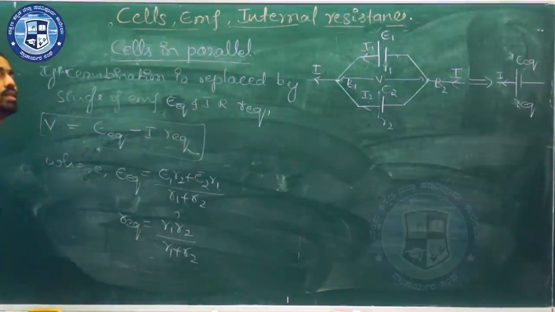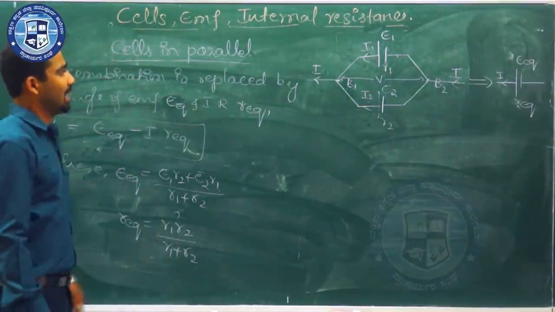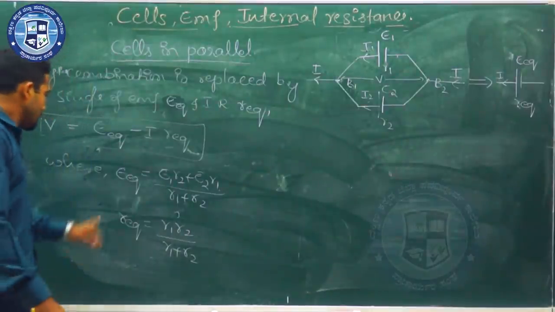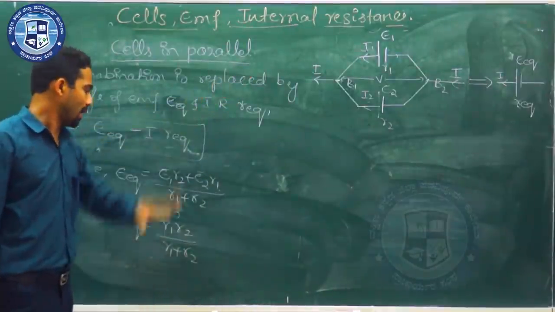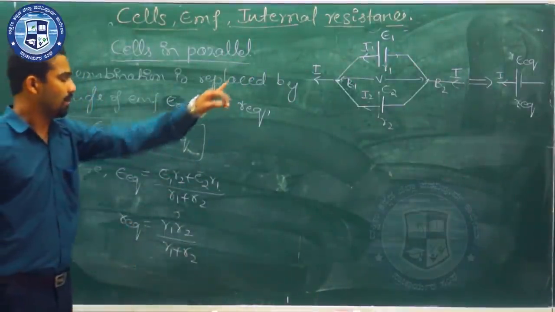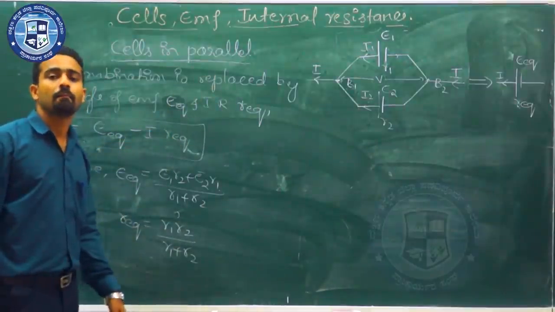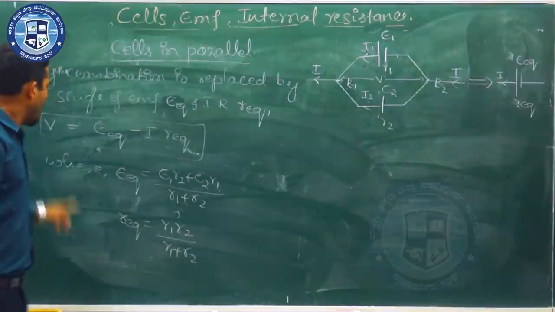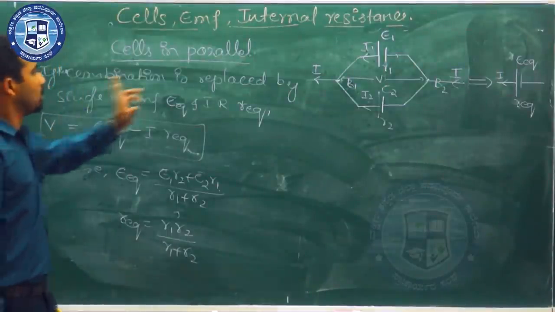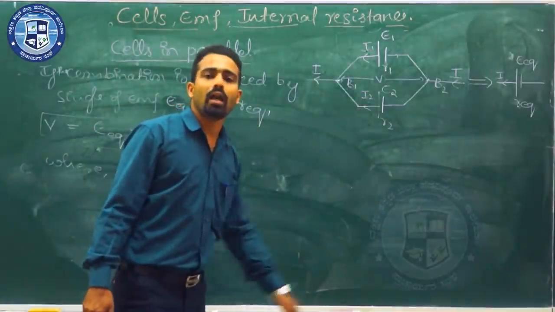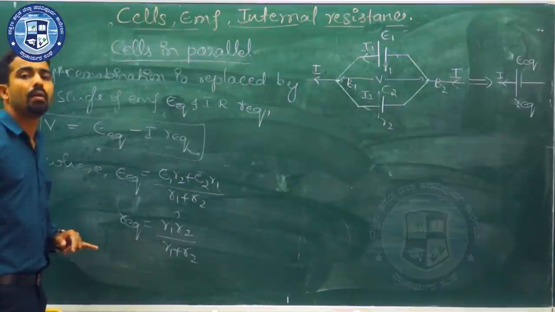So this is the result we will get when two cells are connected in parallel. This is the equation for EMF when two cells are connected in parallel. And this is the equation for internal resistance when two cells are connected in parallel. And this is the equation for potential across the two cells when they are connected in parallel. That is, V is equal to E equivalent minus I R equivalent.